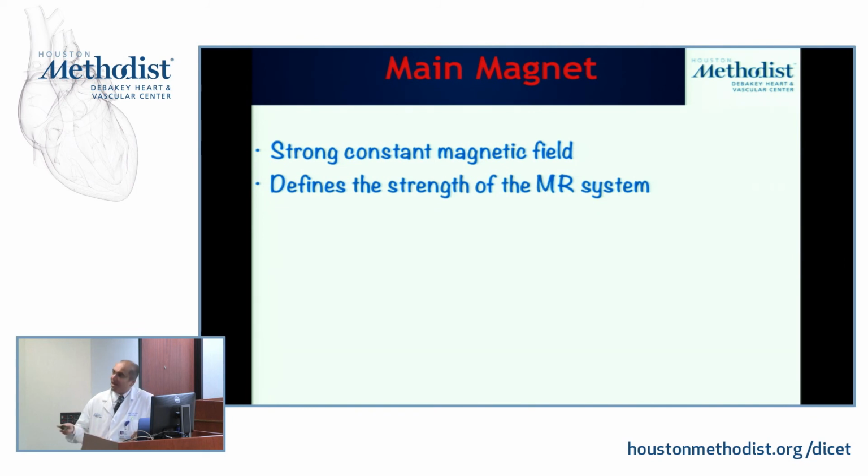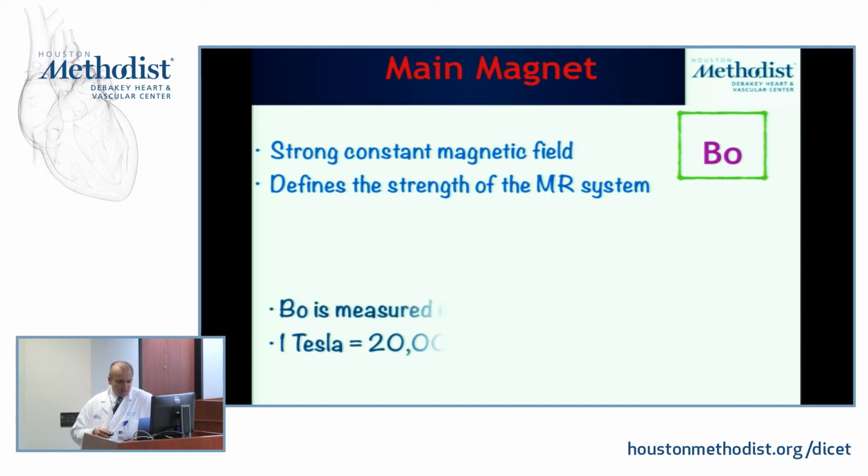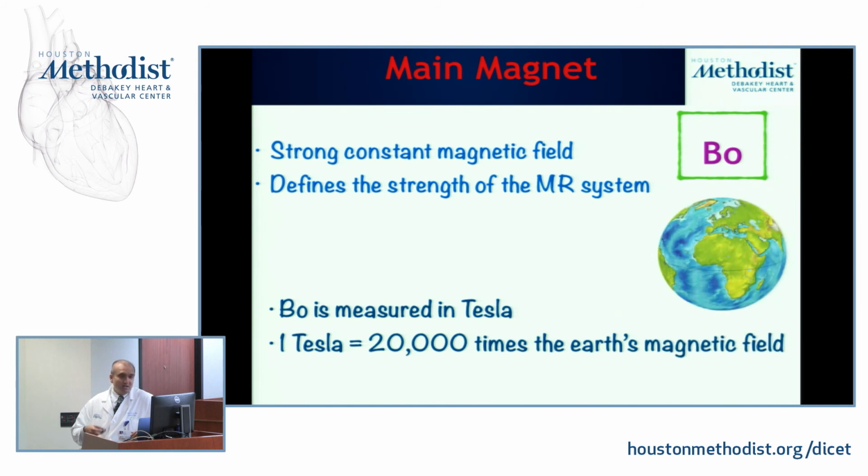So the main magnet is obviously a very strong magnetic field, and that's what really defines the strength of the MRI system. We refer to that as B naught, B with a subscript 0, that's the main magnetic field. Let's give you an idea of what kind of field strength we refer to. We'll talk about magnet strengths on the order of Tesla, right?